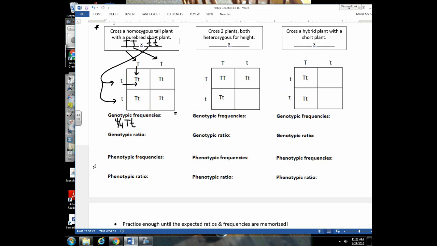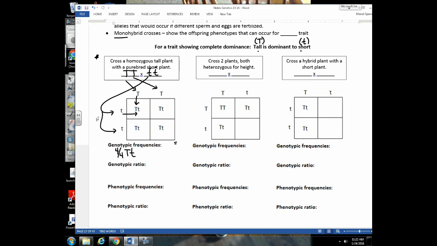For the phenotypic frequencies, we are going to have tall, tall, tall, tall. And not everyone will write in the phenotypes there, and you don't have to, but for some of you, it might be handy for you to write in the phenotypes, and then you're not going to make simple mistakes. So the phenotypic frequencies would be 4 out of 4, and you write tall.